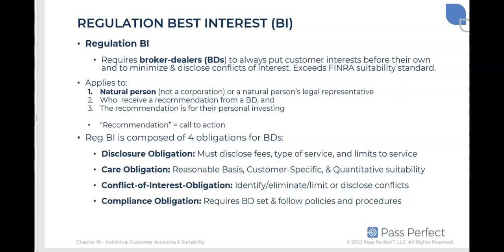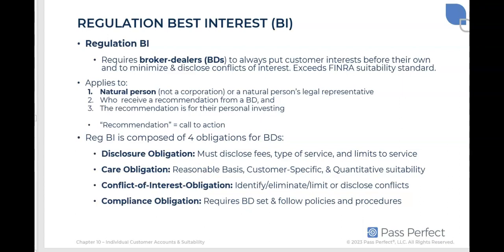Okay, now Regulation BI consists of 4 obligations, right? 4 obligations for broker dealers. And they have to meet these 4 obligations under what's called a customer relationship summary, or Form CRS. Basically, it's a 2-page document that describes the relationship or the nature of the business between the customer and the broker dealer. And it comes in this question and answer format. So it's to make it very simple, very easy to read. Disclosure obligation: disclose fees, services, and limits to services.